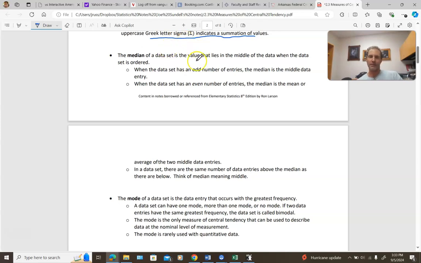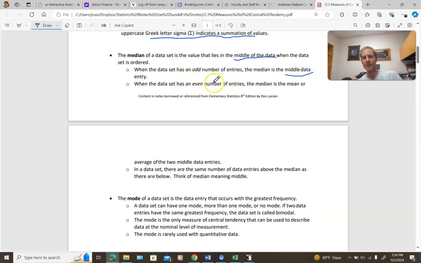Okay. Now to find it, if you were going to try to find it by hand and you had a data set, you would list all of the data in either ascending or descending order. Ascending order would be more commonplace. You would list the data in ascending order, and then you would find the data value that's in the middle. And there's a couple cases here. If you had an odd number of data values, the median will be the exact middle data value.